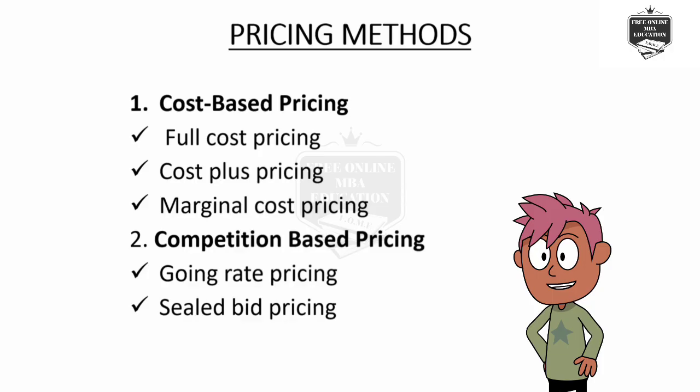So under cost-based pricing, in full cost pricing, what is the price? Price is equal to average cost. In cost plus pricing, what is the price? Cost of production plus percentage of profit. And under marginal cost pricing, what is the price? Price is equal to marginal cost.